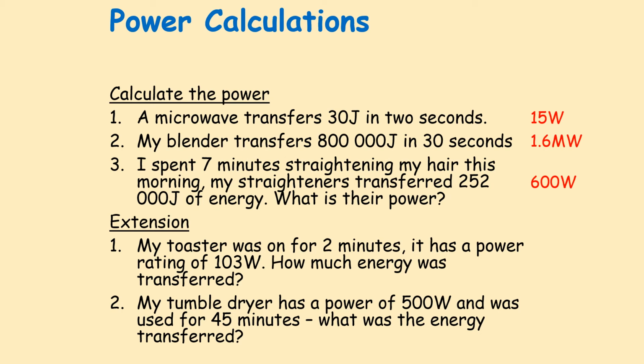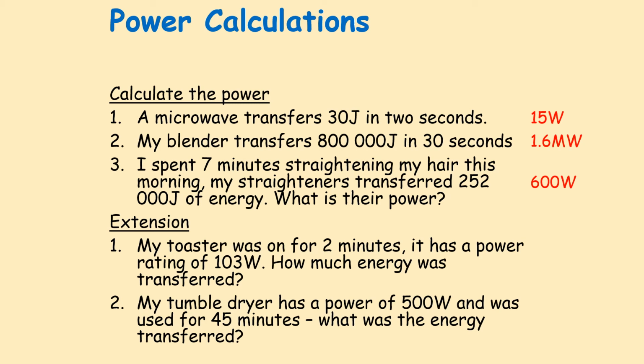So, my toaster was on for 2 minutes. Don't forget, 2 minutes is 120 seconds. It has a power rating of 103 watts. How much energy was transferred? So let's use SRAM. My equation, power equals energy divided by time. Substitute in. Sorry, that's not correct. My power is 103 watts, and that's equal to an energy which I don't know, divided by 120 seconds.